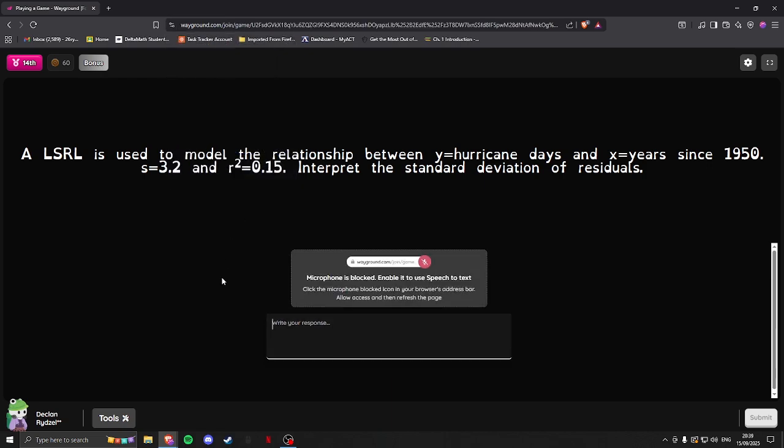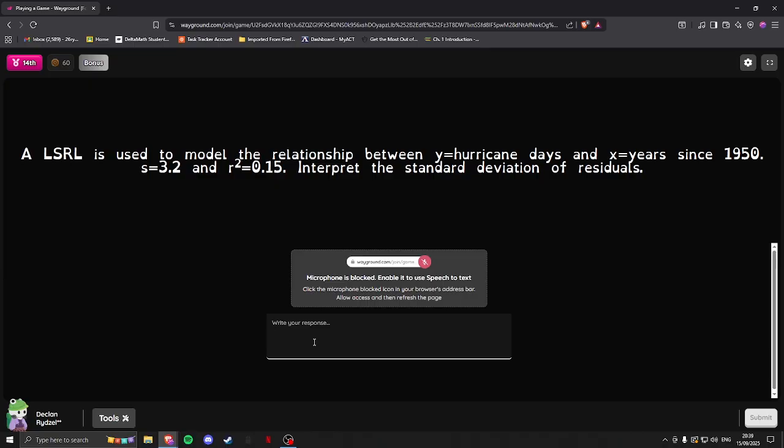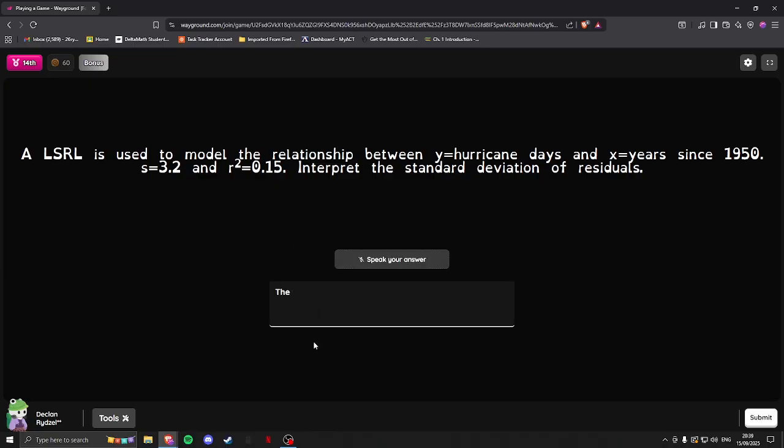Thank you. So again, it is standard deviation, but for regression lines. So this would be interpret standard deviation of the residuals. Okay. The measured values of number of hurricanes Y typically vary from the regression line by 3.2 hurricanes.